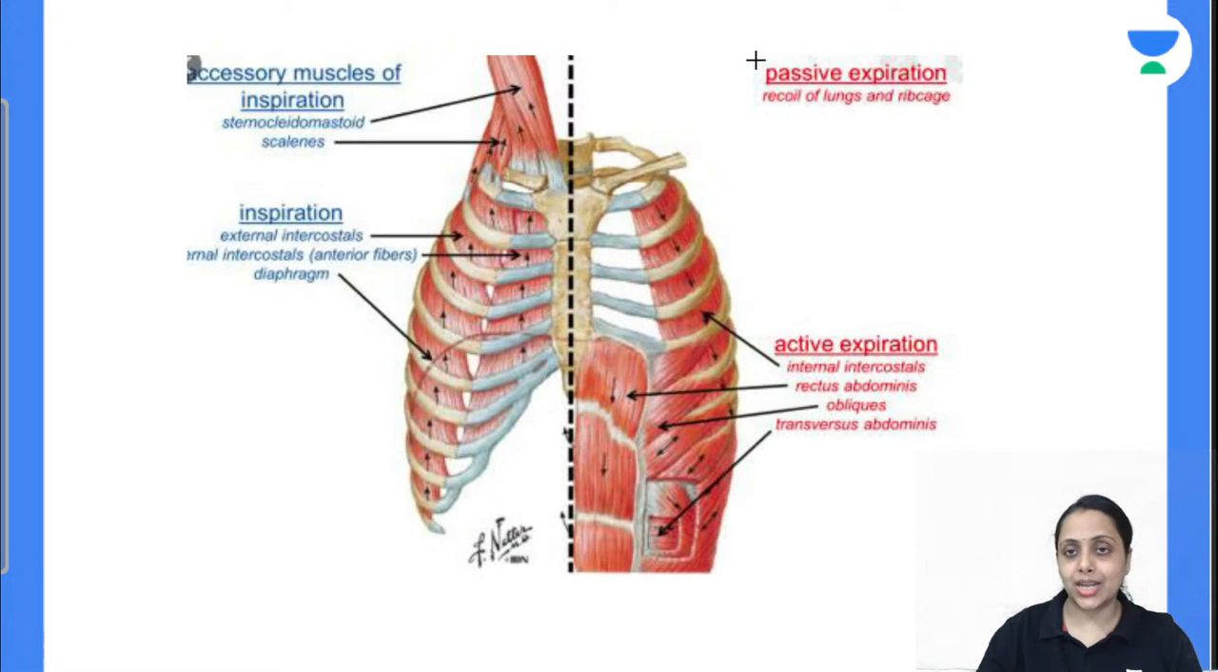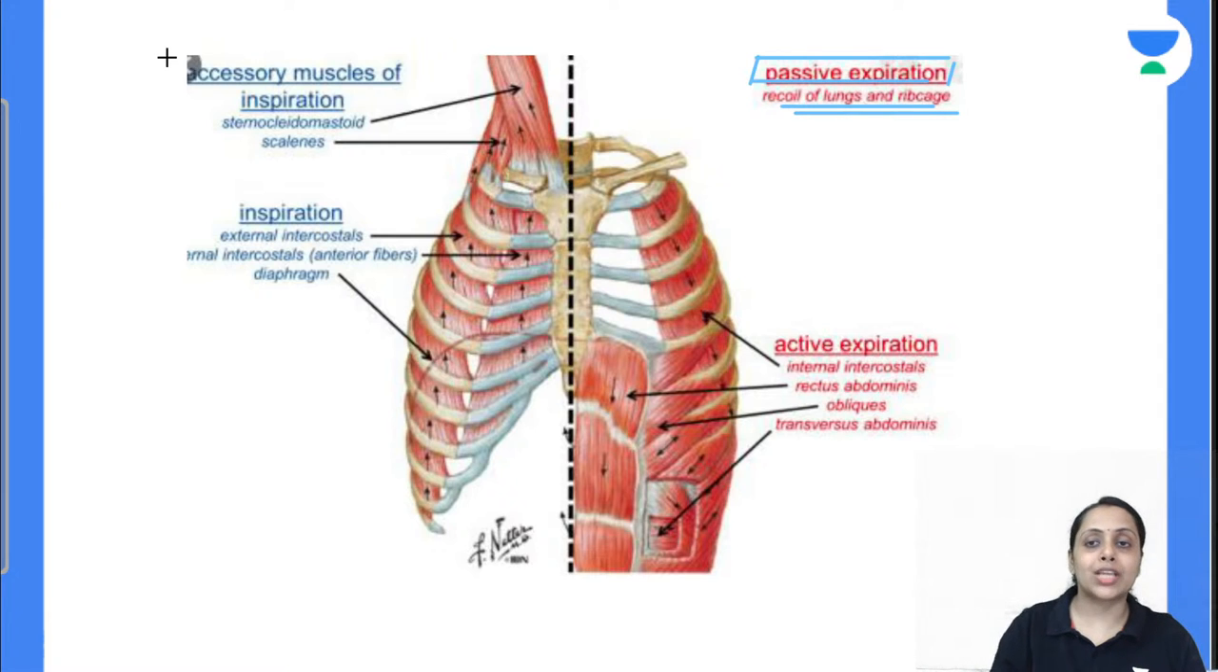Now moving to the diagram, this is the diagram. Expiration in the normal situation is passive. It occurs by the recoil of the lung and the rib cage. Do remember this point. Active होता है हमारा inspiration ना, तो उसमें हमारा required होता है sternocleidomastoid, scalene muscle, external intercostal as well as diaphragm, the most important one.